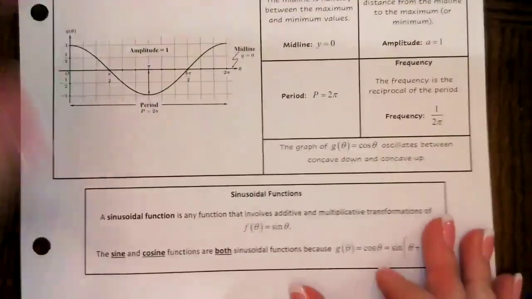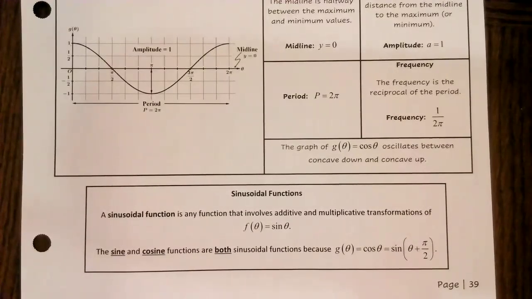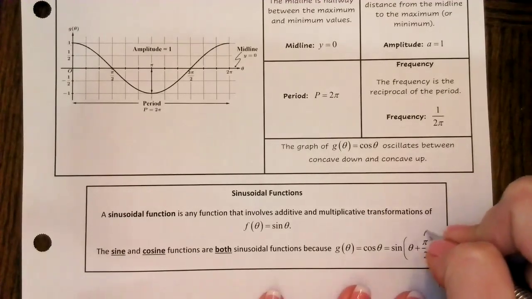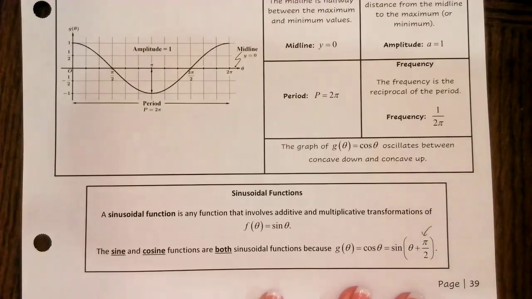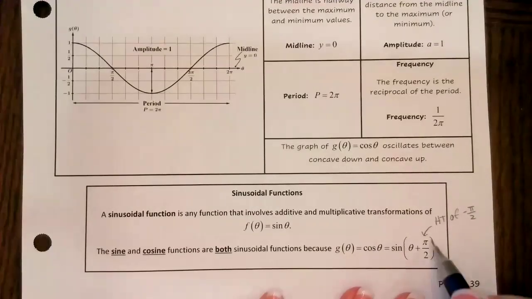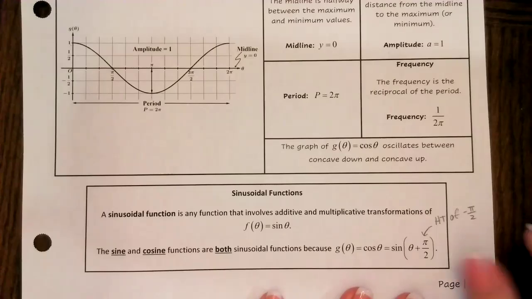Let's talk about the sinusoidal functions. A sinusoidal function is any function that involves additive and multiplicative transformations of sine of theta. That means that the sine and the cosine functions are both sinusoidal functions, because g of theta equals cosine of theta, which is equal to the sine of theta plus pi over 2. If you remember your transformations, we've talked about transformations a lot this year and last year. This is on the inside here, so this is a horizontal translation of negative pi over 2. It is going to the left, pi over 2.